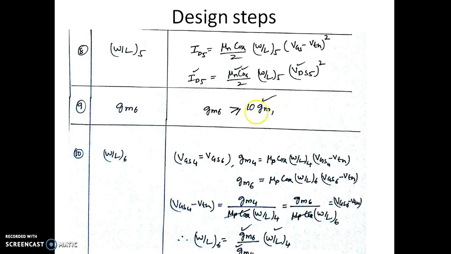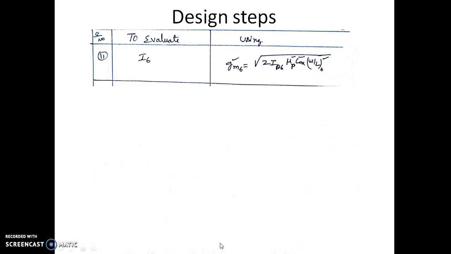Next is WL of 6. In order to estimate WL of 6, the MOSFETs M4 and M6 should have the same gate to source voltages to have proper mirroring. If we equate VGS4 and VGS6, we get the expression WL of 6 is equal to GM6 by GM4 into WL of 4. Here we know all the parameters, so it is easy to estimate WL of 6 using this expression.